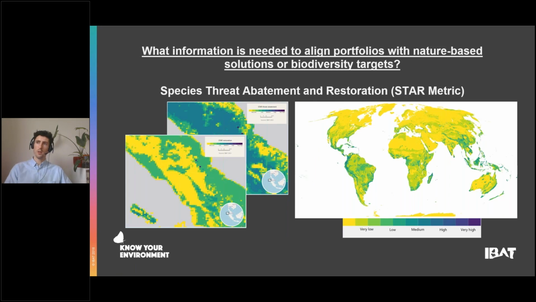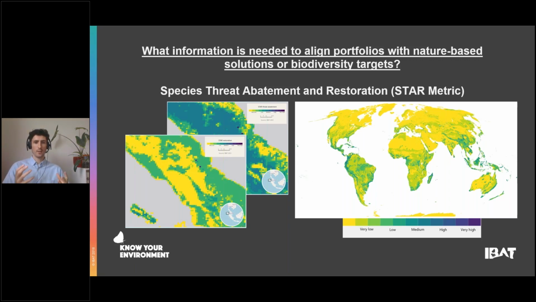Now, that previous slide was showing a survey that was done as part of a Credit Suisse report. There was a perceived unavailability of data, but also metrics. Here I'll present a metric that IBAT is currently incorporating and will be launched in the next few months, which is very exciting indeed. It's called the Threat Abatement and Restoration Metric. So STAR focuses on addressing the threats driving species extinction risk around the world.